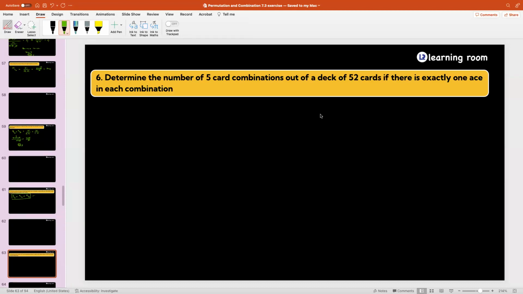Determine the number of 5 card combinations out of a deck of 52 cards if there is exactly 1 ace in each combination. So how to do this? Are you guys even there? Yes, sir. So how to do this problem? Trying, sir.